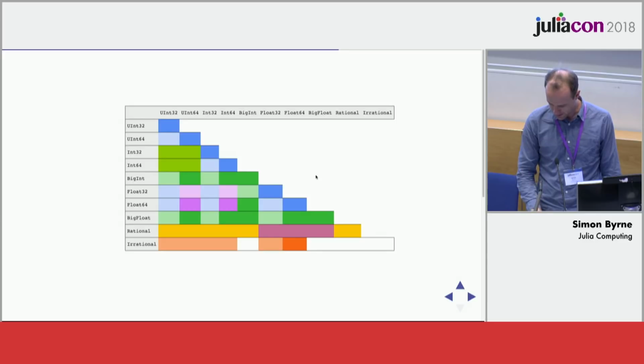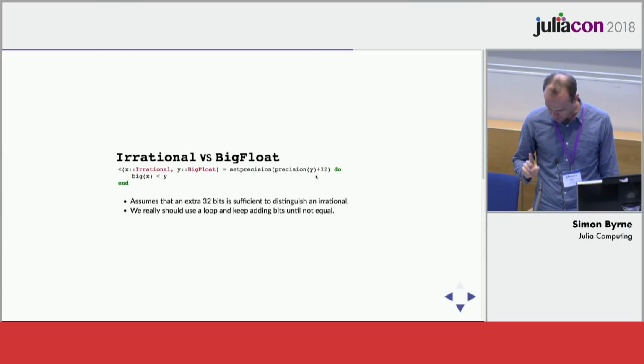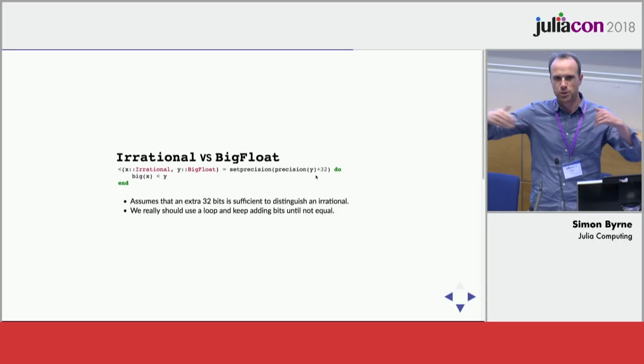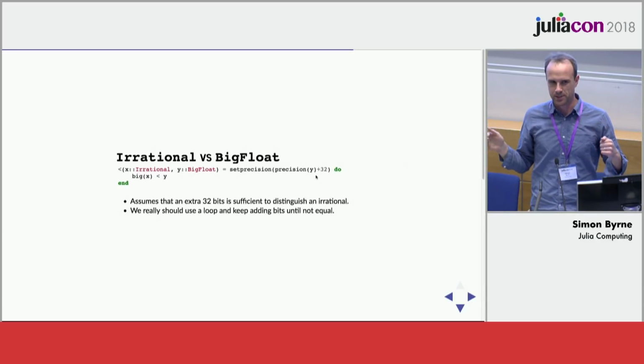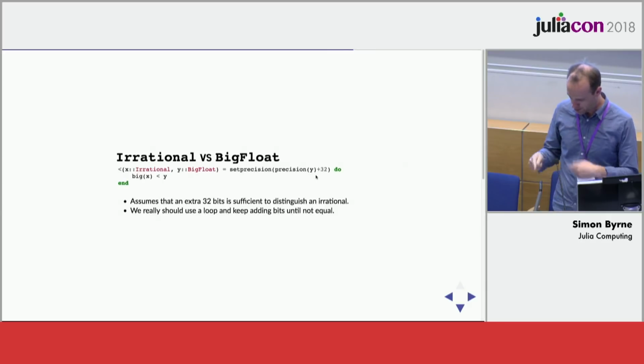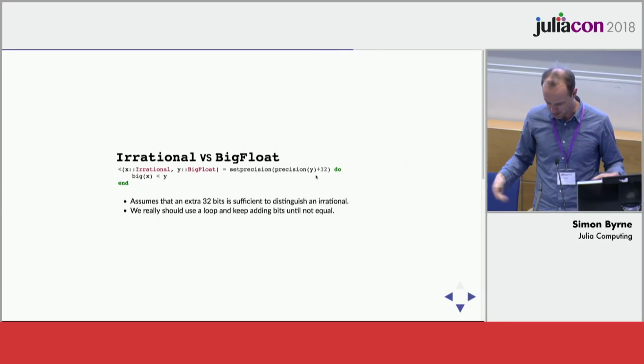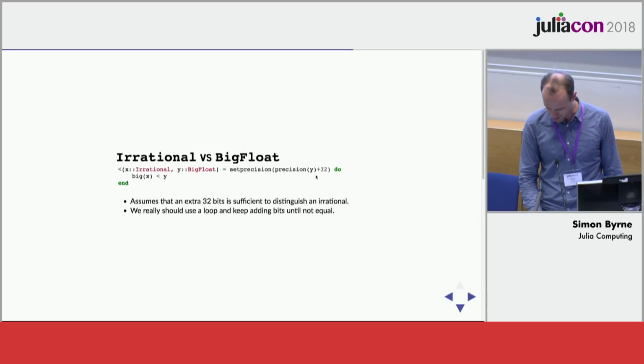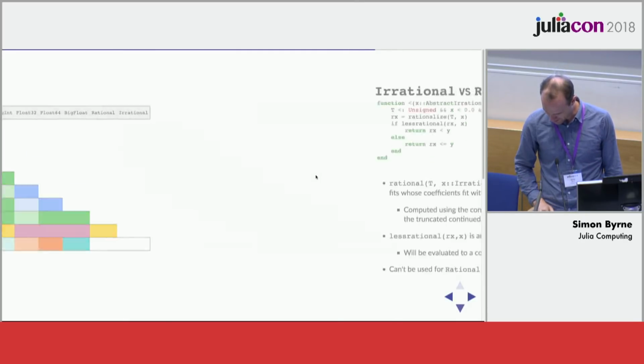We can fill in all that. Irrational versus BigFloat, we just assume 32 bits of extra precision is enough to do that comparison. So it's not strictly correct. We really should do some sort of loop and keep adding bits until you get there, but if you're really defining these crazy irrationals, then you've got bigger problems. So that fills in that.